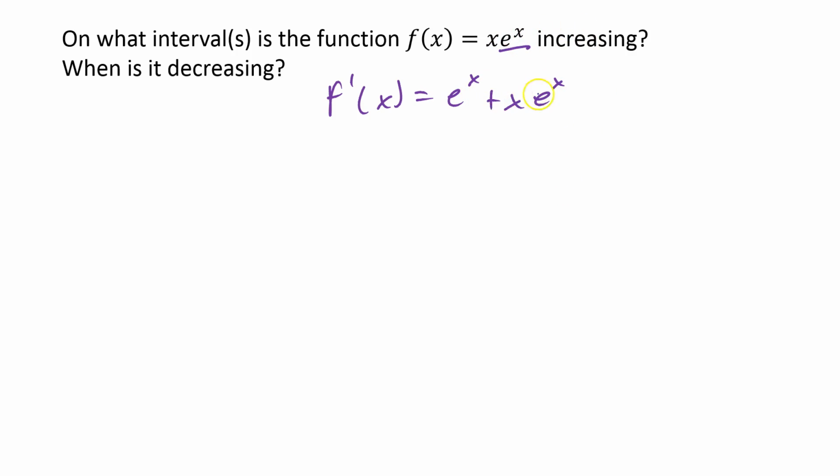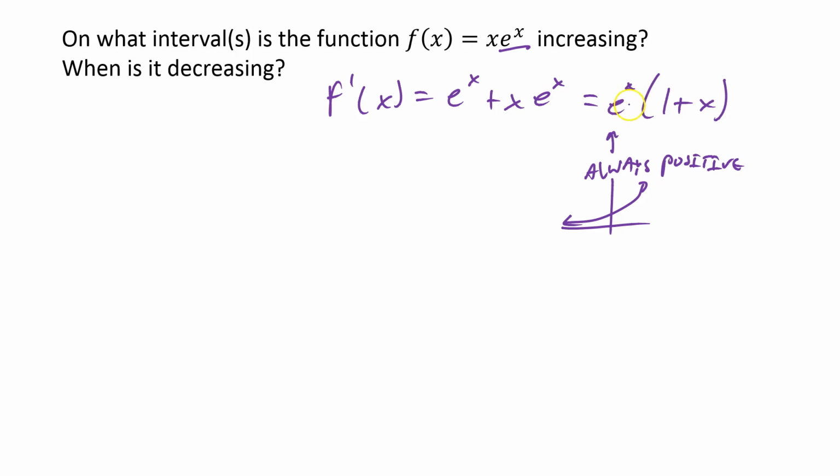So right away, it might be tough to say when this is positive or negative, because that's going to tell me when the function's increasing or decreasing. But I'm going to factor this. It has e to the x in common, so I have e to the x times 1 plus x. Now, e to the x, we know, as a function, is always positive. Right? The values of e to the x are always positive.